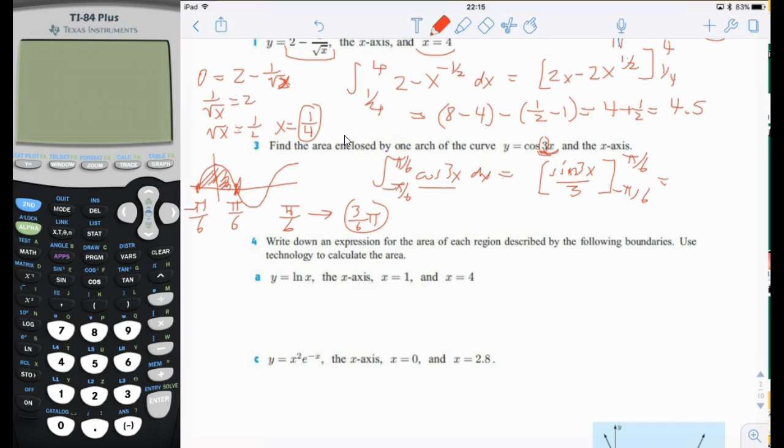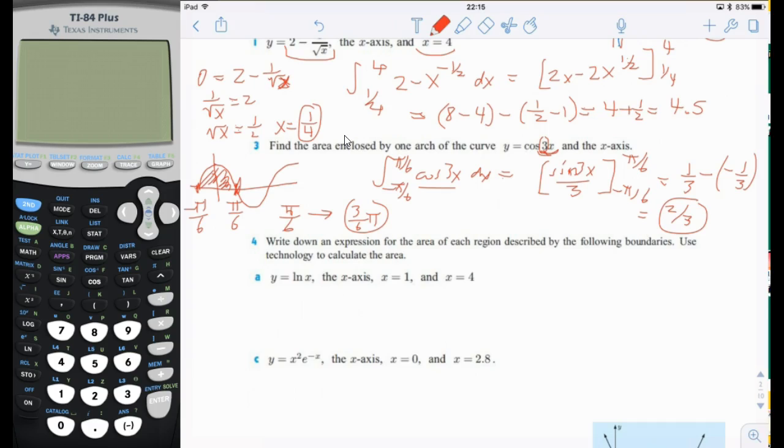So let's evaluate this. If we put positive pi over 6 in there, we're going to get sine of pi over 2, which is 1 over 3. And then if we put a negative pi over 6 in there, we're going to get sine of negative pi over 2, which is negative 1 instead of positive 1. So it's going to be negative 1/3. So 1/3 minus a negative third is going to be 2/3. Isn't that a nice round number?